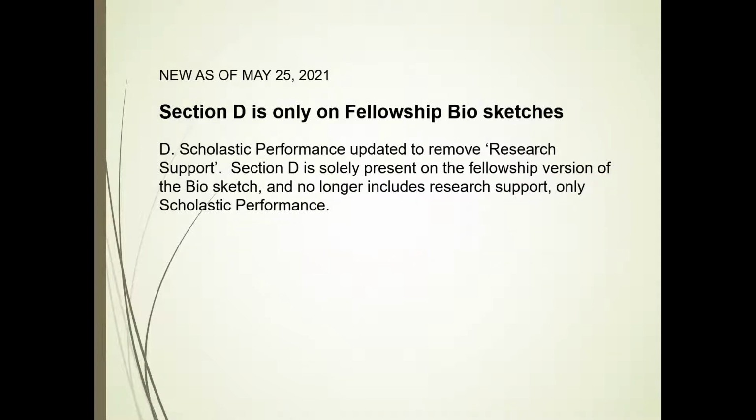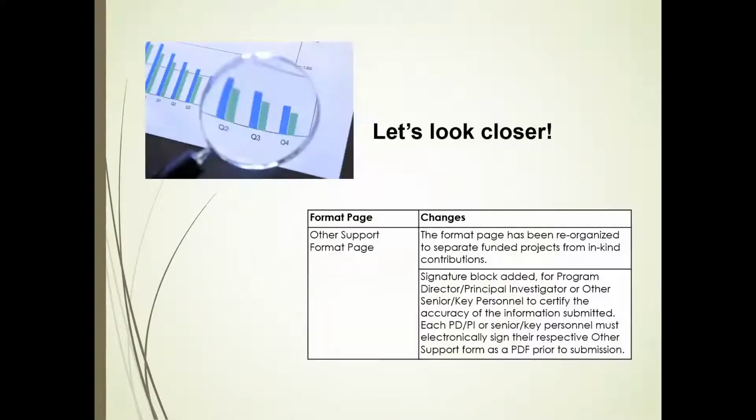Section D is only used if you're doing a fellowship submission, and this is related to your scholastic performance. And it doesn't have research information in it at all anymore. It only talks about scholastic performance.